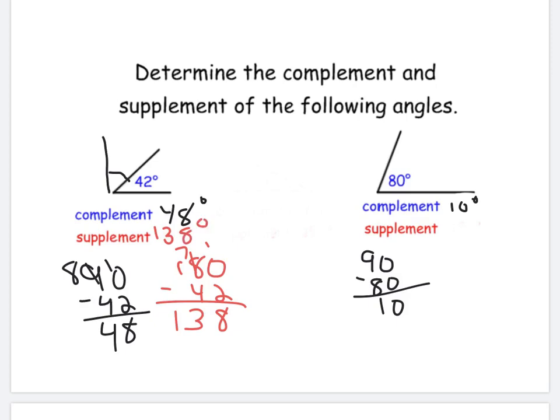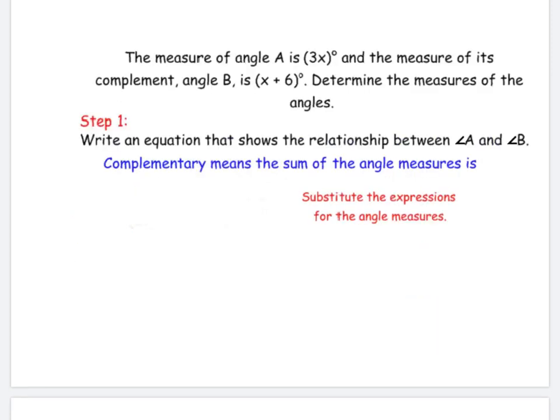I would do the same thing over here. I would have 180 that I want, the 80 that I have, I subtract, I get 0, 8 minus 8 is 0, and then I have the 1. So the supplement here would be 100 degrees. That should have been rather easy.